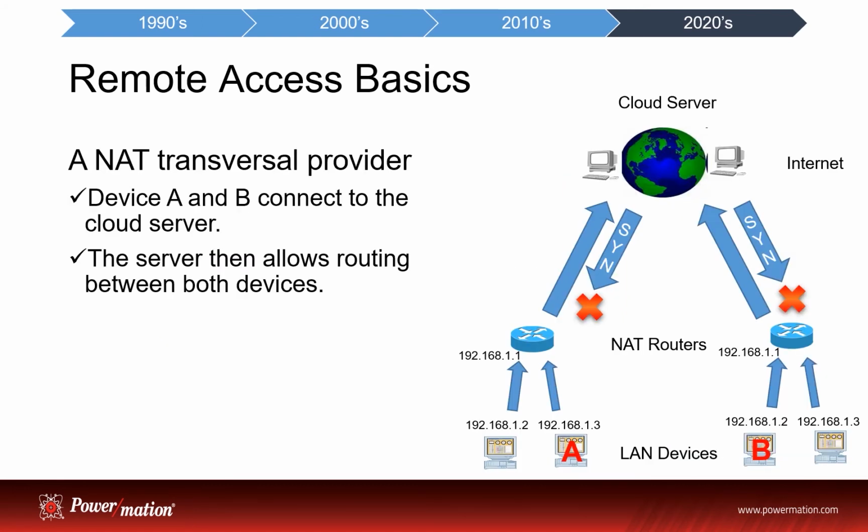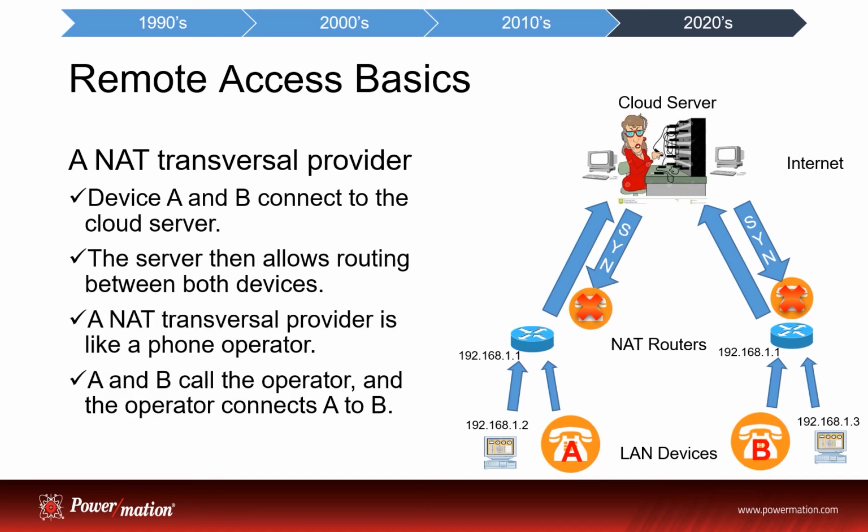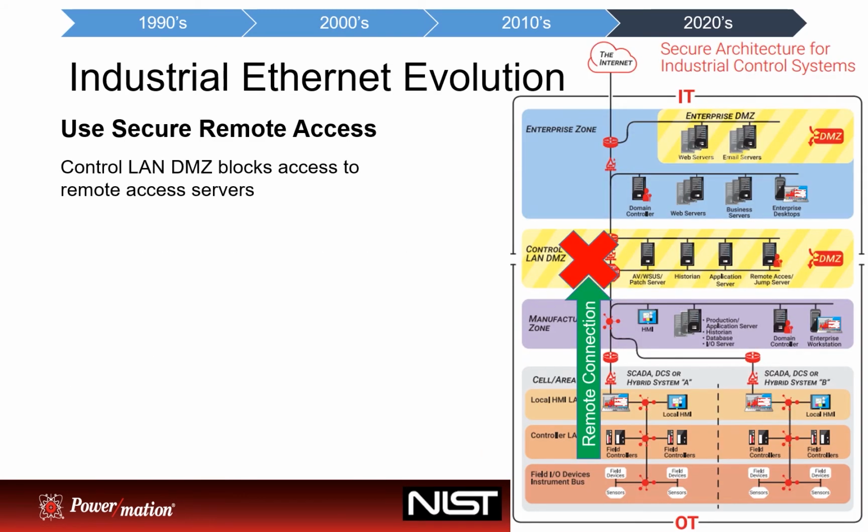So how do two separate devices under their own router talk to each other? Device A and B connect to the same cloud server, and the server configures routing between those devices. A NAT traversal provider is like a phone operator. A and B call the operator, and then the operator connects A to B. So you need to use secure remote access, but you're not allowed to go through the control LAN demilitarized zone.